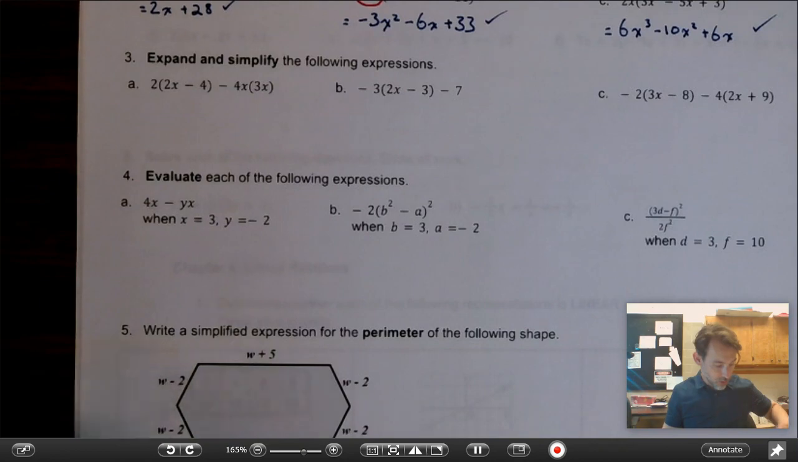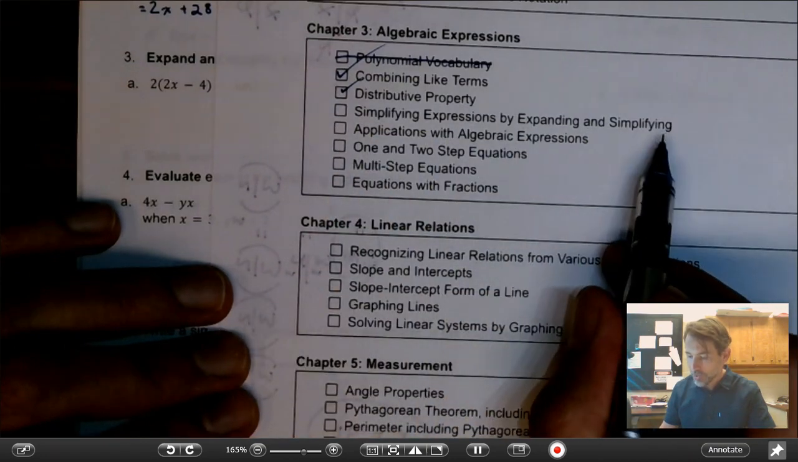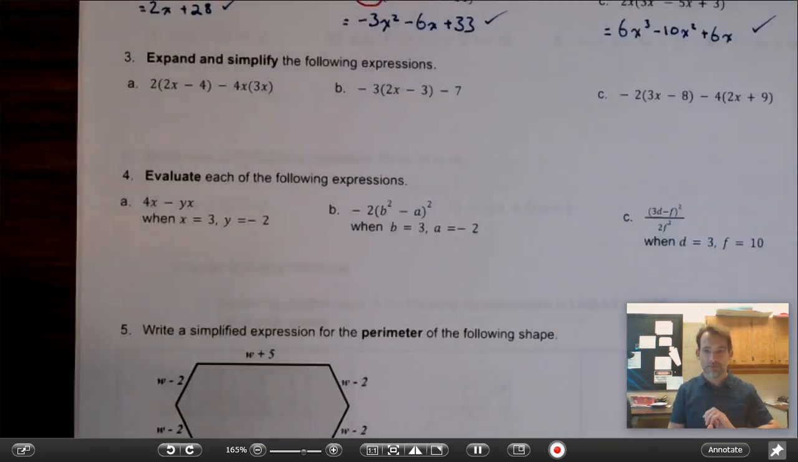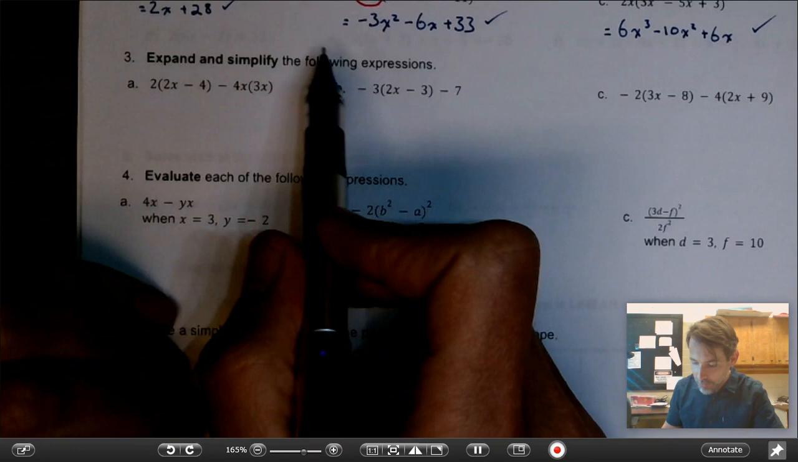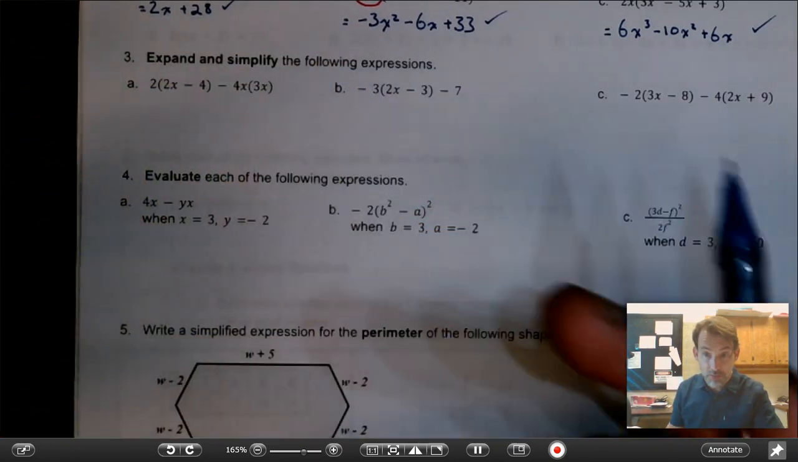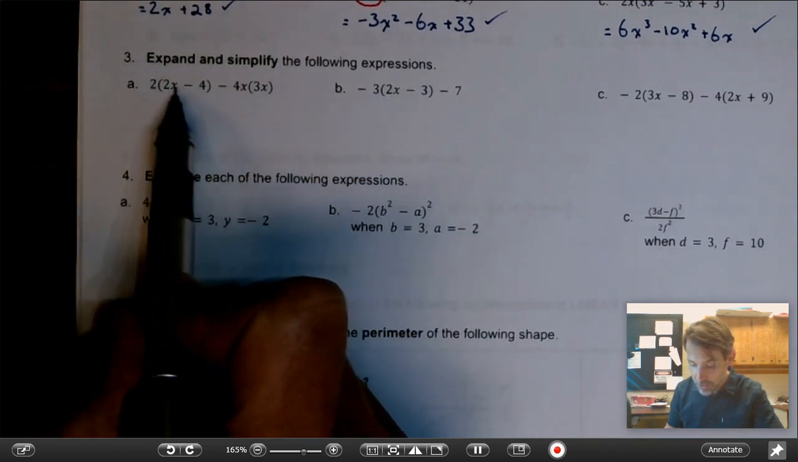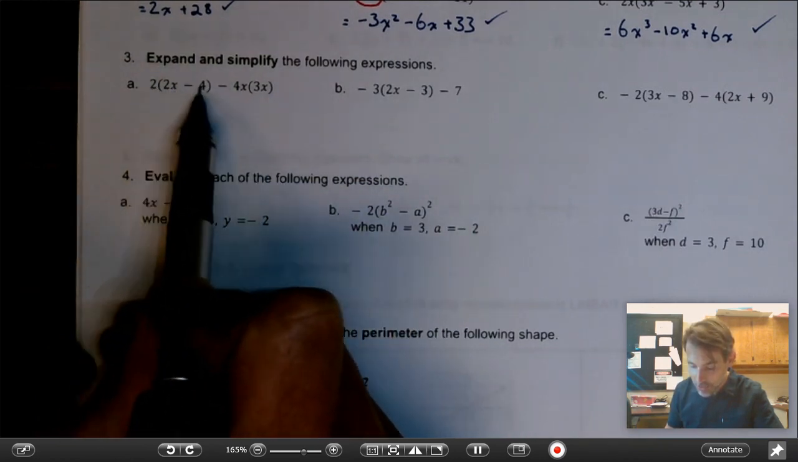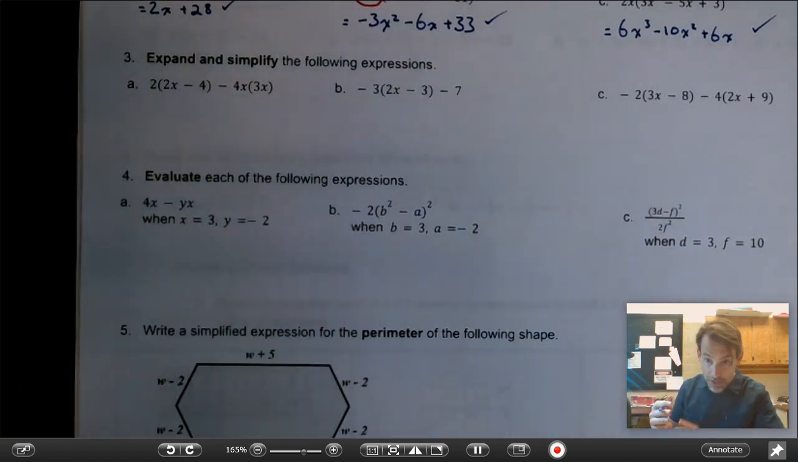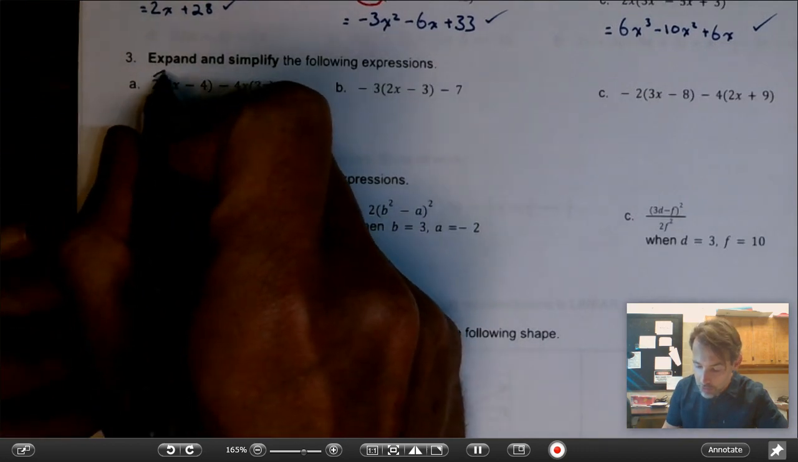Now we can go back to our sheet, and we can say we've done some distributive property. And let's now simplify expressions by expanding and simplifying. So first step we want to do here is we need to do these problems in BEDMAS order. So this one here, I have to do whatever's inside the brackets first, but I can't because those are not like terms. So now I have to go outside the brackets and do these multiplications. So let's do this multiplication first.